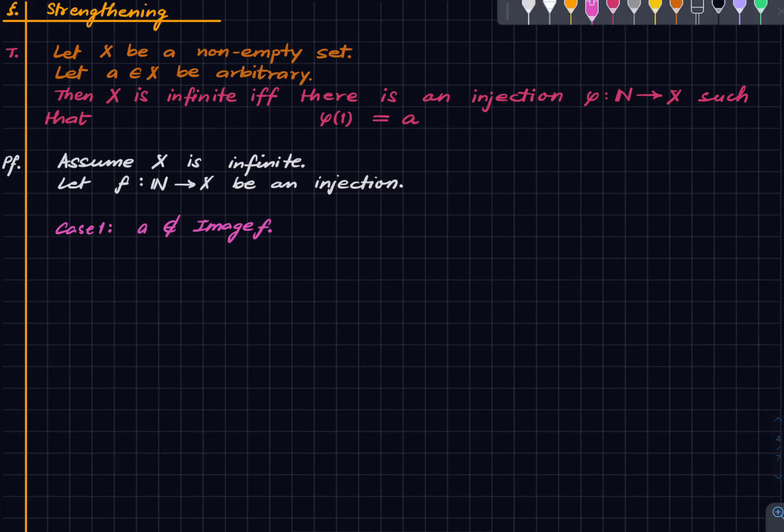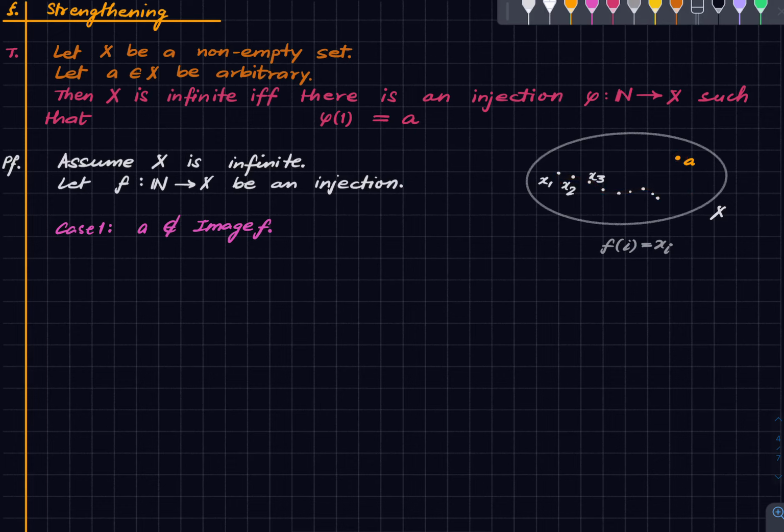Okay, so let us try to draw a diagram. This is our set X, and A is somewhere here, and the function, this is the image of 1, this is the image of 2, this is the image of 3, and so on, dot dot dot. So in the figure, basically we are saying that f of i is equal to xi. And A is not in the image, so all of these dots are different from A.